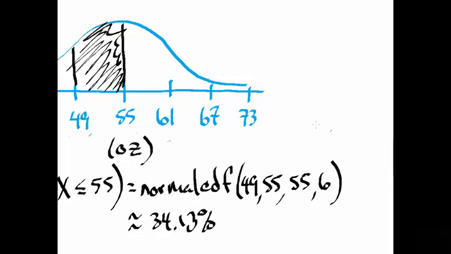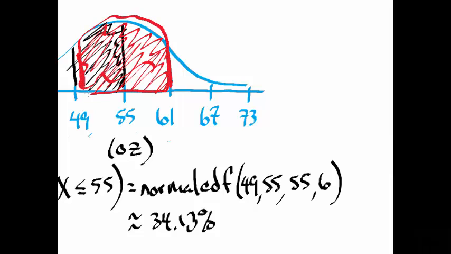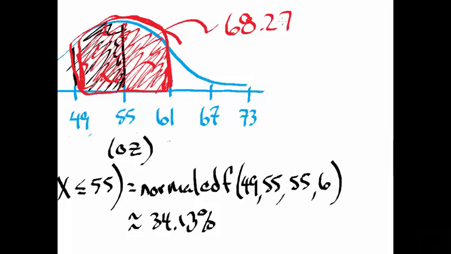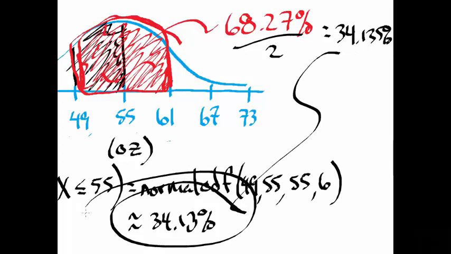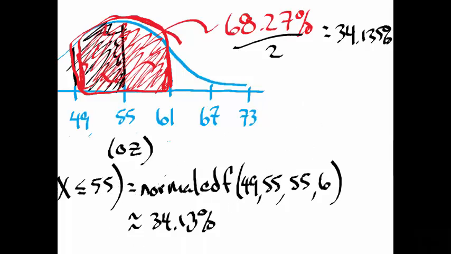34.13%. Hey, you know what? By the empirical rule, I know that this is a mound-shaped shape here, right? So this red region is, what's that? You remember? Can you quiz yourself real quick? The red region here should be about 68.27%. The black region there is half of that. So if I cut that in half, I get 34.135%, right? And I've done some rounding along the way. You see, the empirical rule actually comes from the study of these normal distributions. That's where the empirical rule comes from.